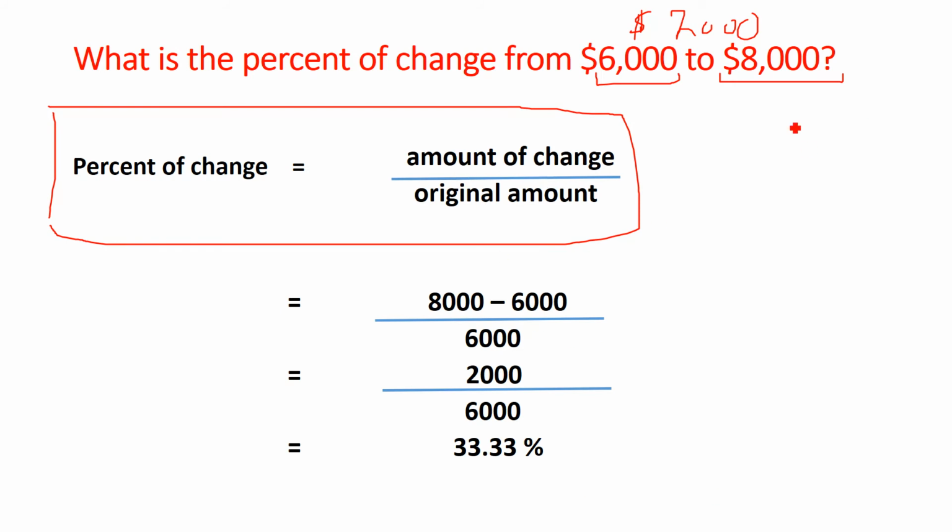Amount of change means 8,000, the latest new salary, minus the old salary. This is the amount of change. The remainder is 2,000, divided by the original amount, and the original salary was 6,000. So you can say 33.33%. In terms of percentage, your salary is increased by 33.33%. So this formula you have to keep in mind: percent of change is equal to amount of change divided by original amount.